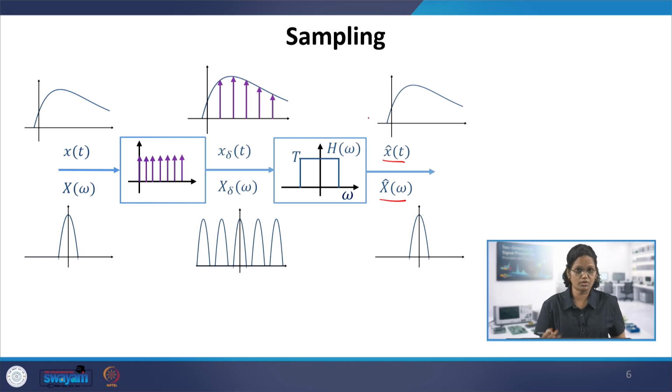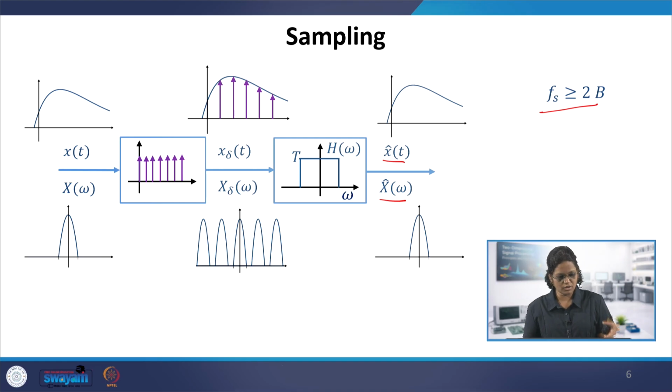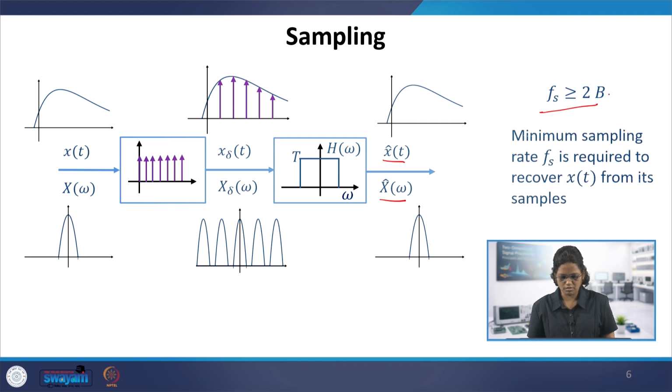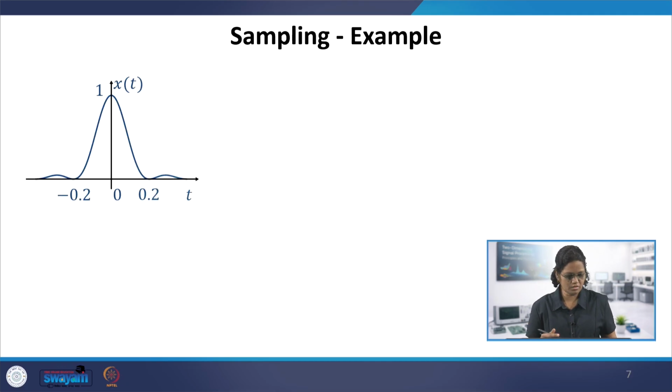If you follow the Shannon sampling theorem, then it is possible to get the signal back. For that, we need a sampling frequency, collecting the data at a rate fs of at least 2B, where B is the bandwidth of the signal. So this is the minimum sampling rate for x of t to be reconstructed from its samples.